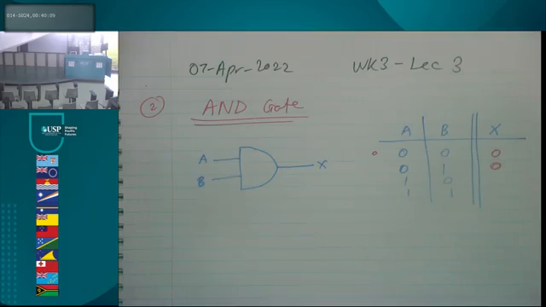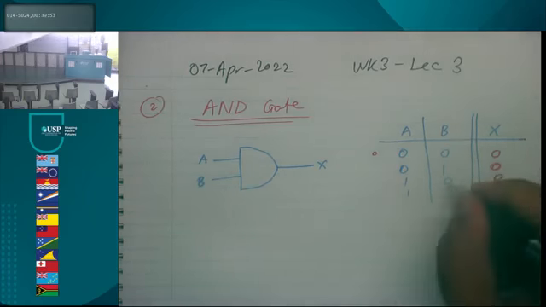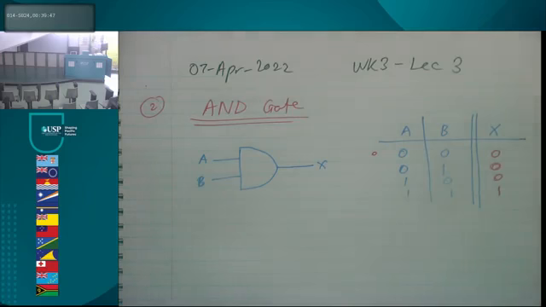Remember my original definition was the word AND correlates to both. So when you say Tom and Peter played soccer, it means both of them played soccer. Now, when you have 1 and 0, one guy is missing, you can't have that. 1 and 1, you have a 1. So the output in an AND gate is only valid if and only if you have both inputs as 1.